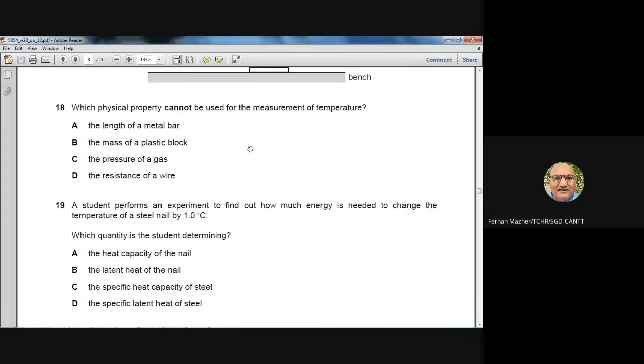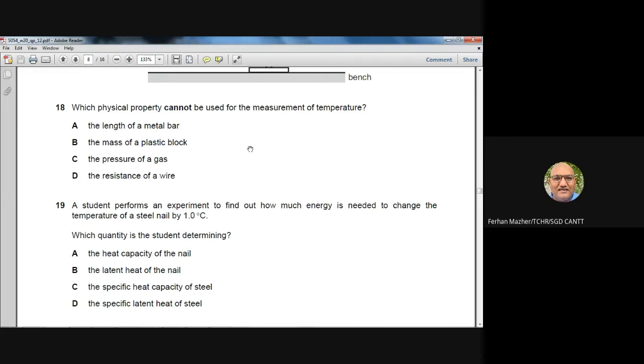Which physical property cannot be used for the measurement of temperature? The length of a metal bar, that can be used. The mass of a plastic block, that cannot be used, because with the change of temperature, the mass does not change. We can use only that property which changes with the temperature. So the mass of an object does not change with temperature, so this cannot be used for measurement of temperature.